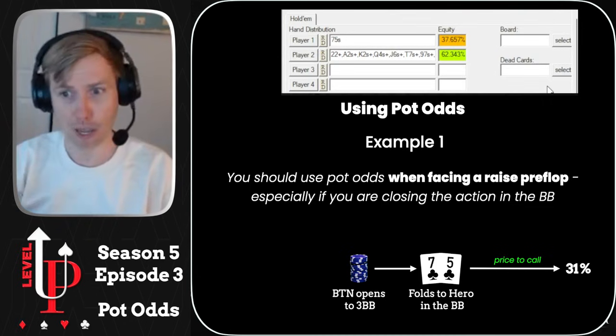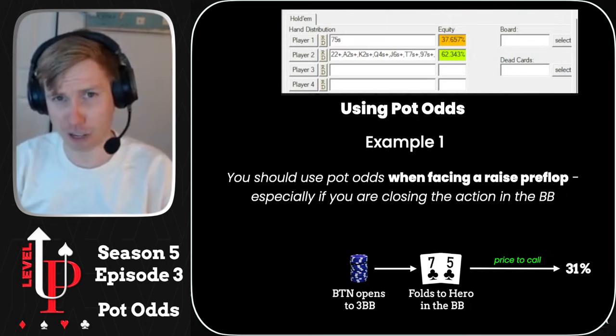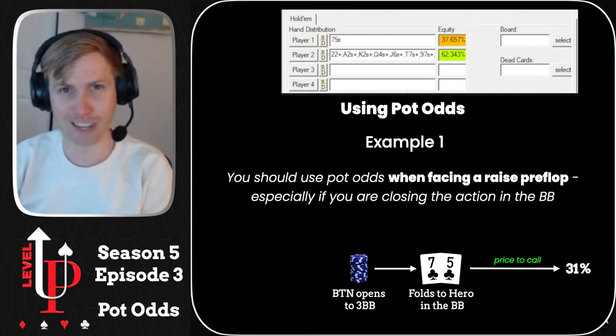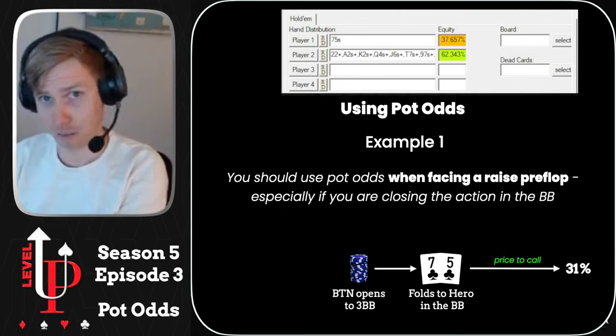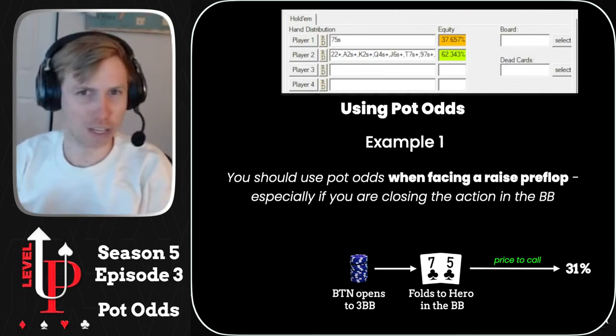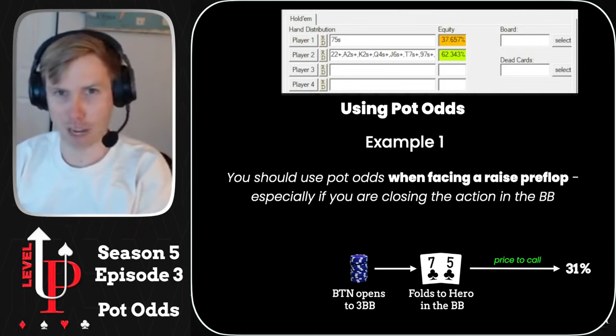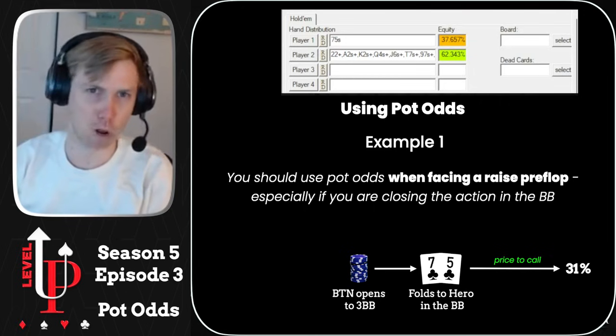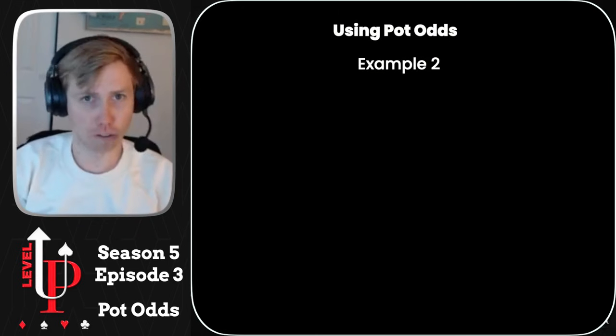I say probably because there are a few other factors that go into situations like this, which I'm going to cover in a few minutes. I will verify right now, though, 7-5 suited against a 3 big blind button raise, it's a profitable call. I'm going to close down PokerStove for this next example.